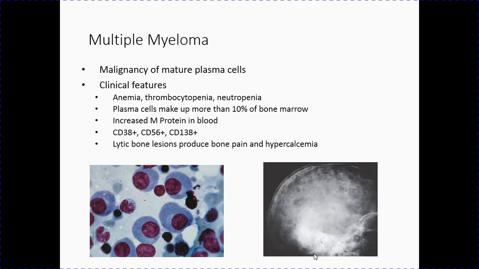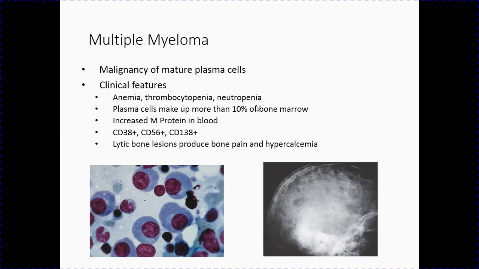Multiple myeloma is a malignancy of mature plasma cells, which progressively replace normal hematopoietic cells in the bone marrow. So what do we end up with? We end up with that pancytopenia: anemia, thrombocytopenia, and neutropenia. They are the plasma cells. In this case, unlike MGUS, the plasma cells make up more than 10% of the bone marrow. We're also going to see increased M protein, not just in tissues or elsewhere. We're going to see it actually increased in the blood. And the cells of multiple myeloma are CD38, 56, and 138 positive.